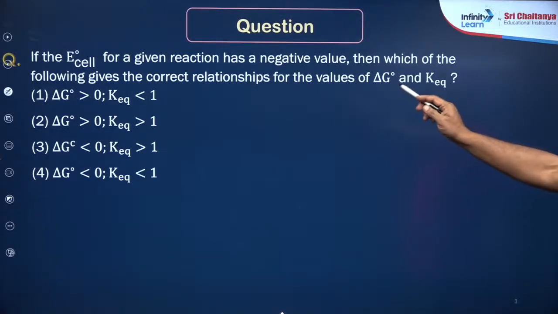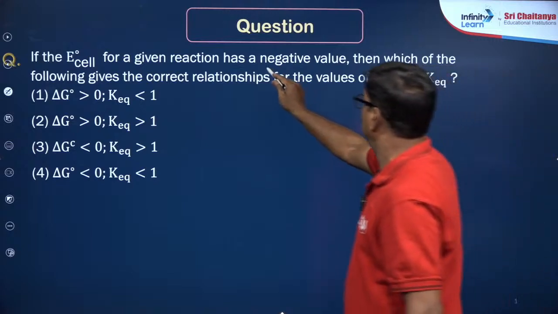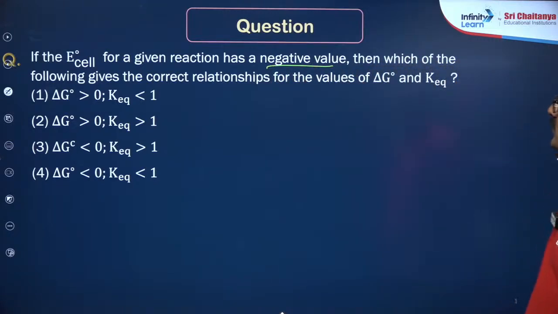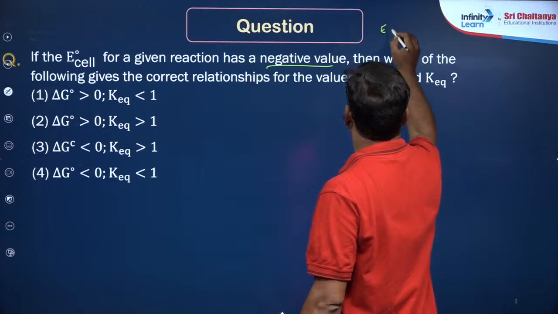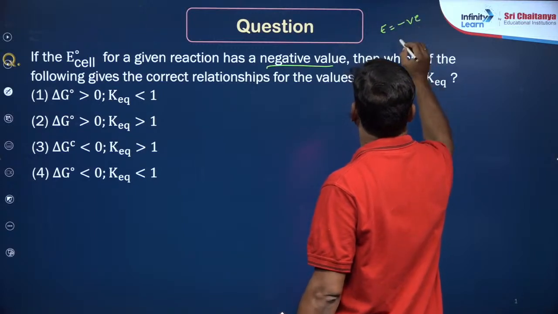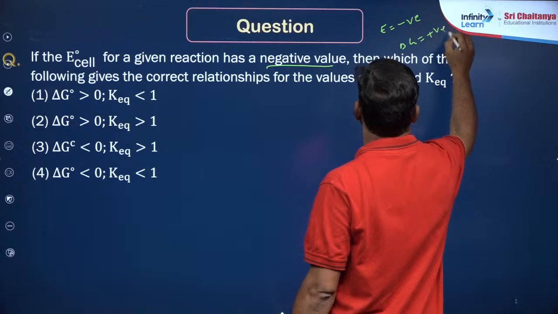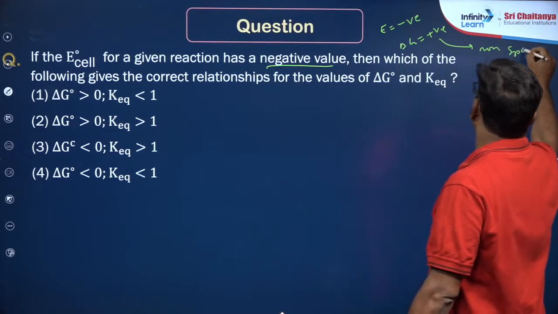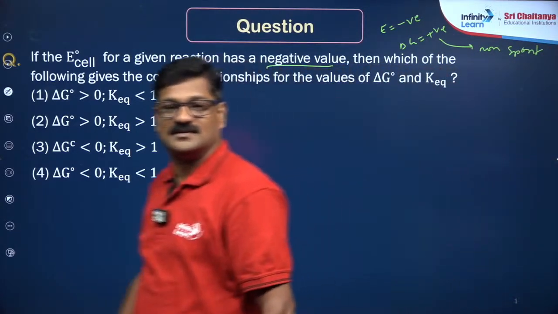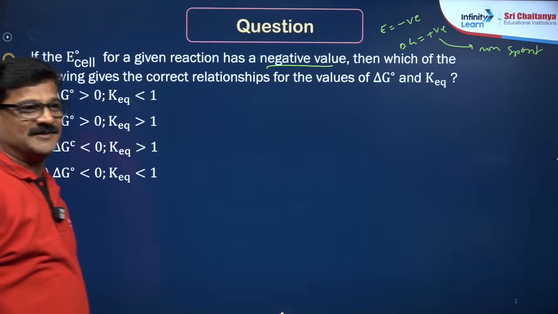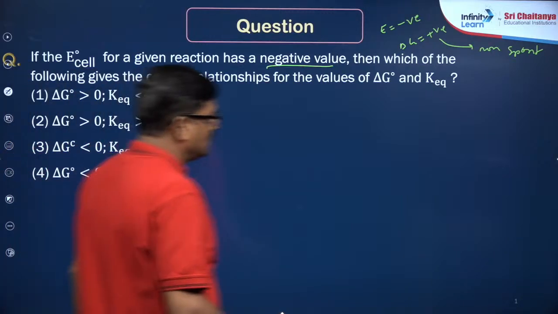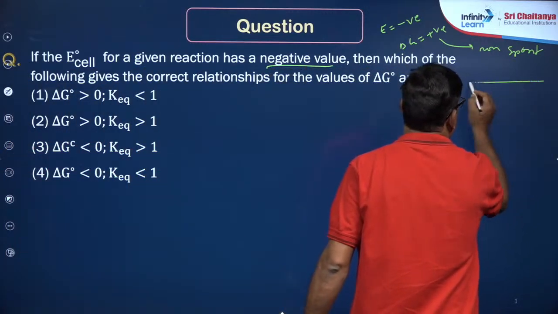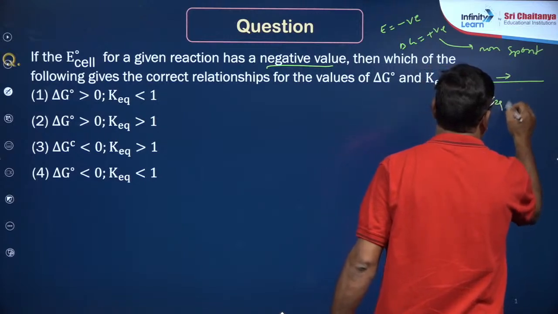Next. If E cell for a given reaction has a negative value, then which of the following gives the correct relationship for ΔG and the equilibrium constant? Negative value means ΔG is going to be positive. It is non-spontaneous. Is that understood? Got it? Ravindra Reddy, when you ask, one question is out. So the equilibrium always goes in the backward direction rather than the forward direction, so the equilibrium constant is less than 1.